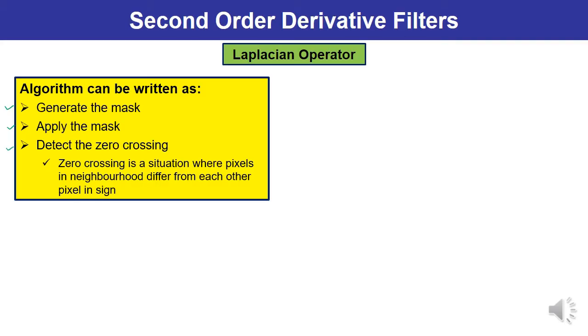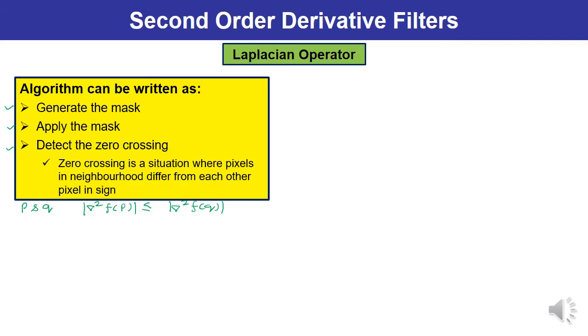Zero crossing point means wherever there is a sign change, and a zero crossing is a situation where pixels in the neighborhood differ from each other in sign. See, if there are two neighboring pixels P and Q, in that particular case, what are you going to write? The magnitude of del square f of P must be less than or equal to the magnitude of del square f of Q. So this is how you can represent it.